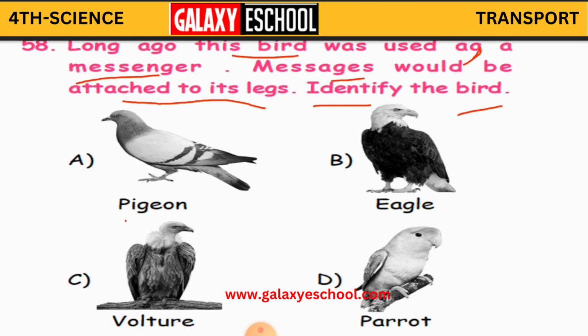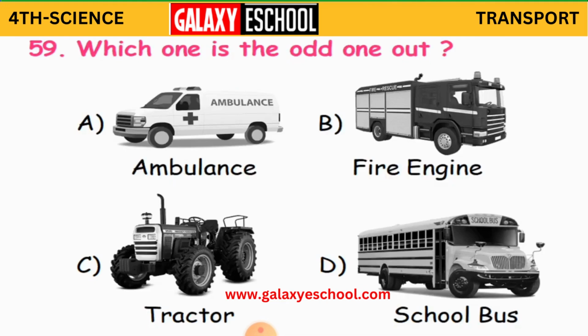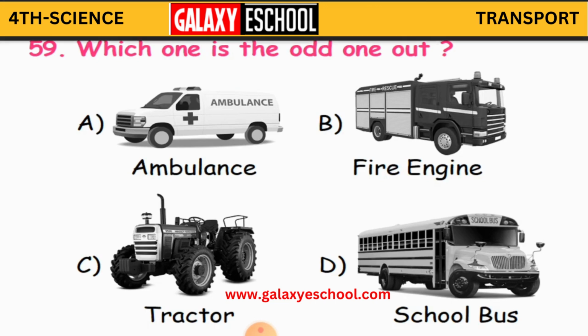Is it pigeon, eagle, vulture or parrot? And the answer is A, that is pigeon. Clear, children? Now 59th question. Which one is the odd one out? Odd one which is different from the others.